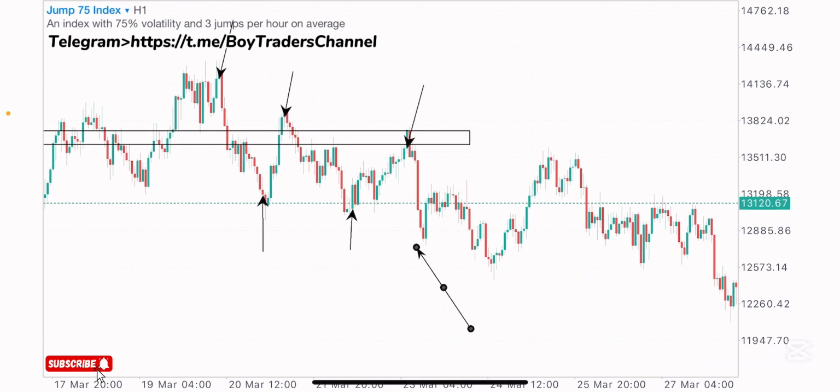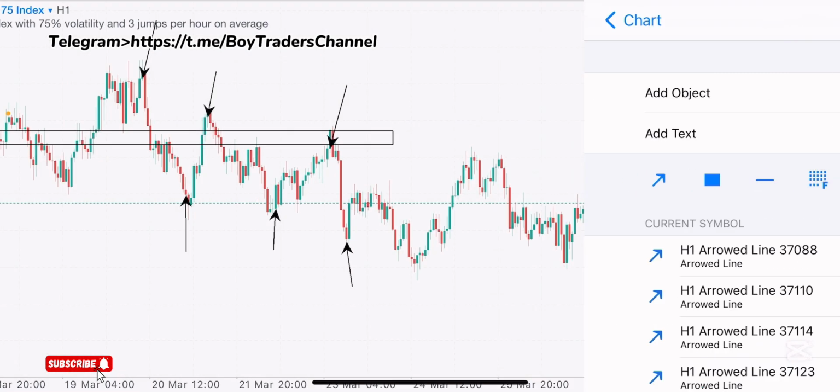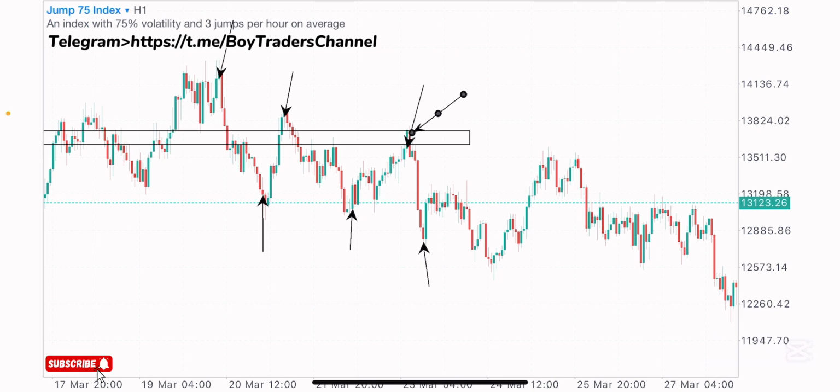So price proceeded to form a new low formation, a lower low formation after the retest of this zone. After the sell from this point, price came to form a new low formation, a lower low, because this new low is lower than the previous low. So this is a lower low formation.